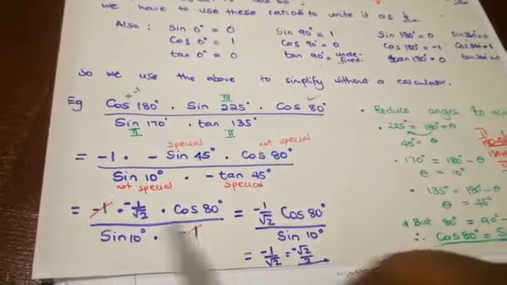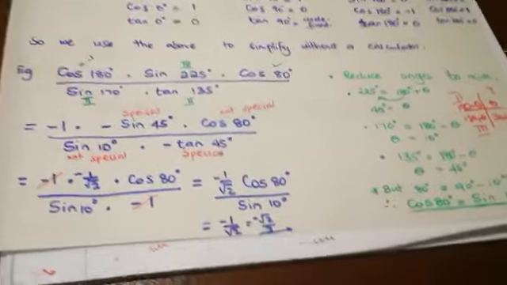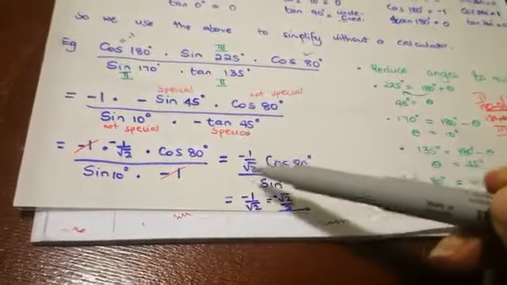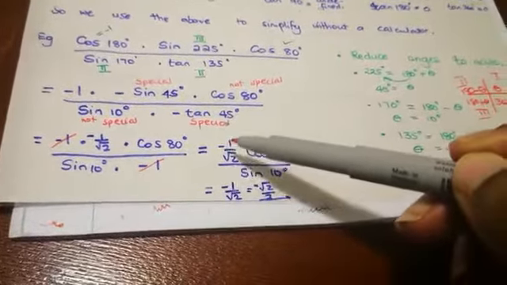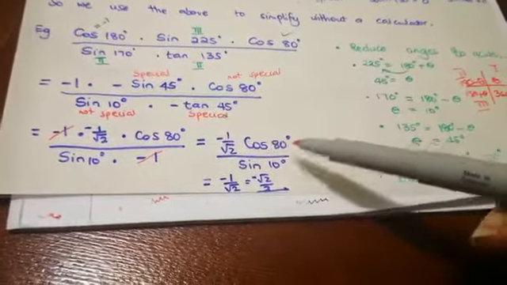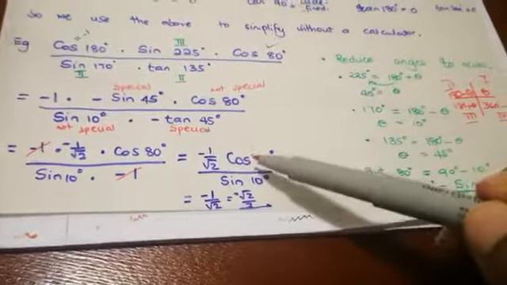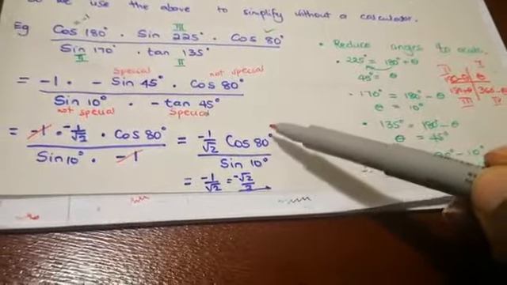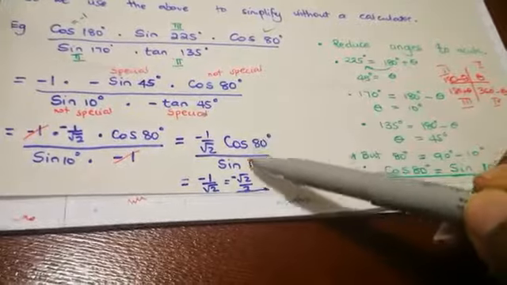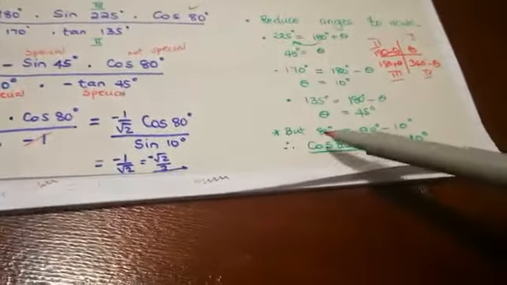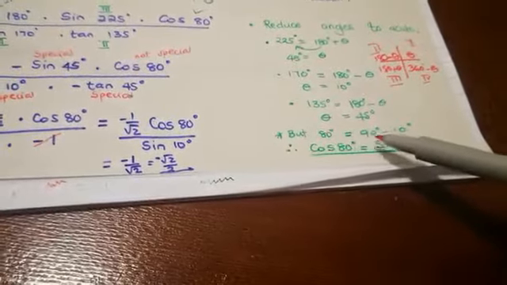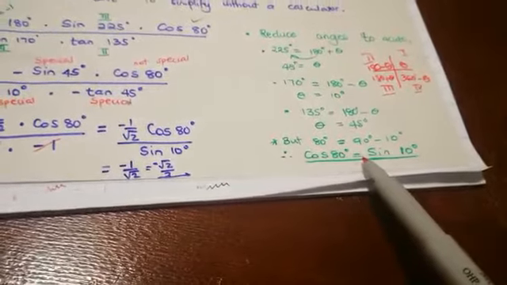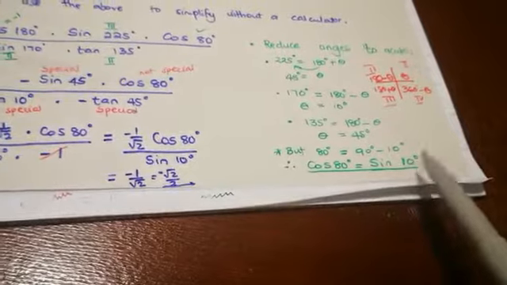Now you see that this negative 1 will cancel with that negative 1, and then we have something like this. So the final answer would have been negative 1 over root 2 times cos 80 over sine 80. Now if you look at this, 80 and 10 give you 90 degrees. I've written here 90. 80 is equal to 90 minus 10. So that means cos 80 is actually equal to sine 10.